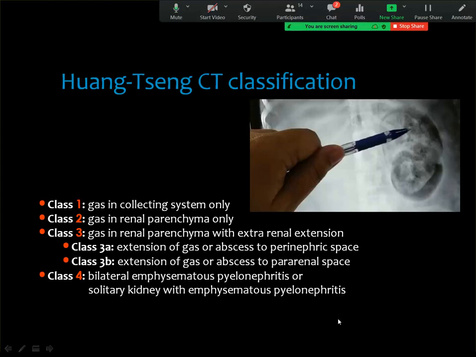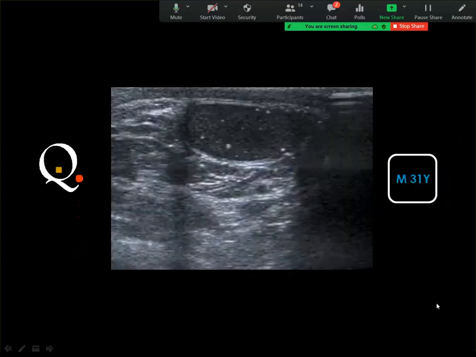Then there is some classification. I don't think that you may be interested in this classification, but it is an easy one. Class 1, gas in the collecting system. Class 2, gas in the renal parenchyma. Class 3 is divided into two subgroups. 3A, extension of gas to the perinephric space. 3B, extension of gas to the paranephric space. Of course, you know the difference between perinephric, which is enclosed by the Gerota fascia, and paranephric, which is the space outside the Gerota fascia. Class 4 is bilateral emphysematous pyelonephritis or emphysematous pyelonephritis in a solitary kidney.